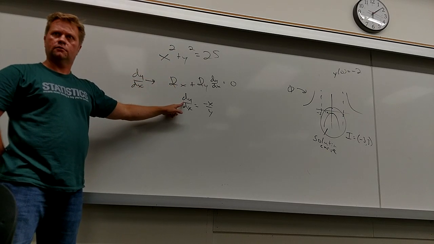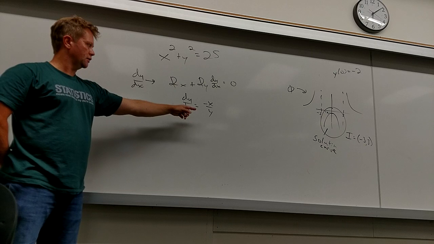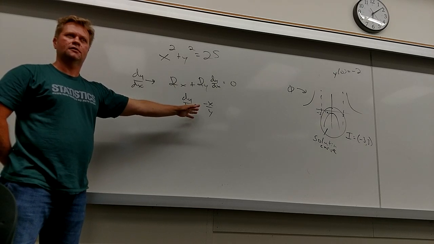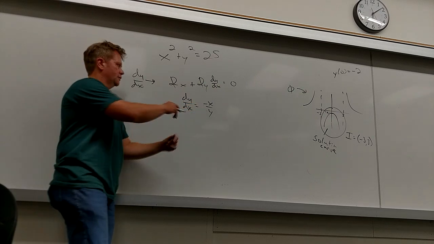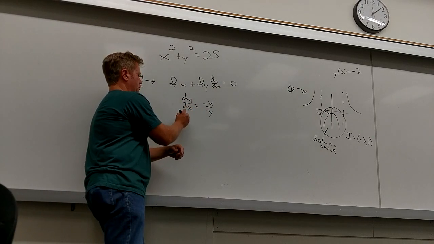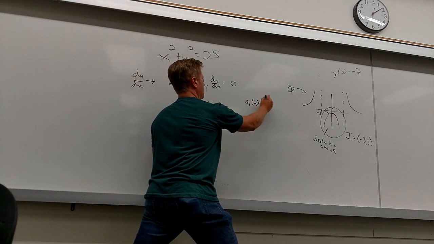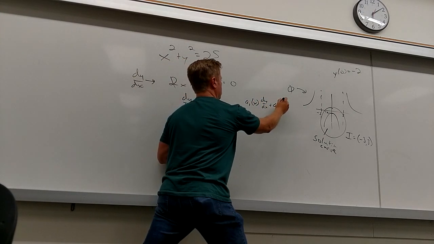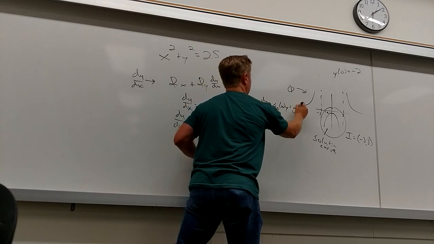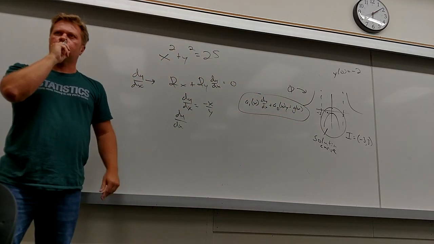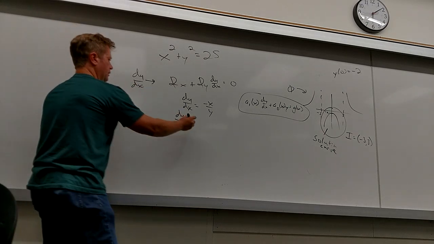Is this linear? First off, let's start there. So dy/dx. What was the form of a linear equation? a1(x) dy/dx plus a0(x) y equals g(x), right? So if it's linear, you have to be able to put it in that form. What do I get?